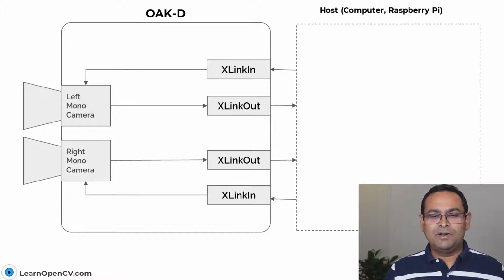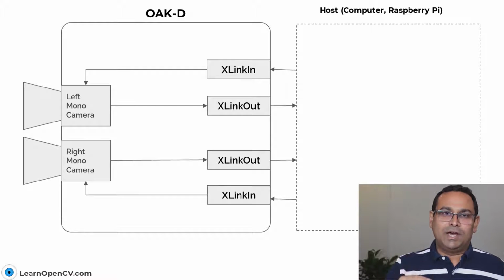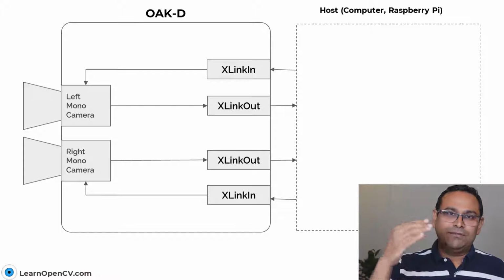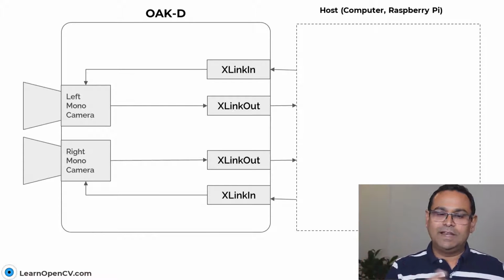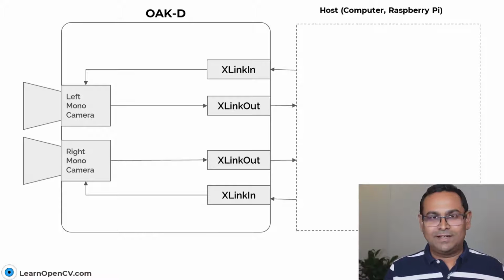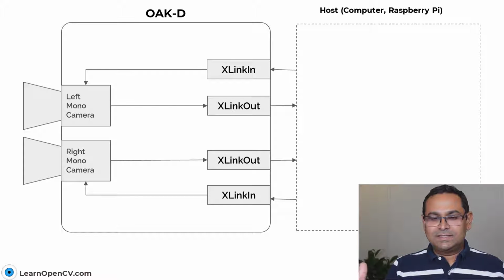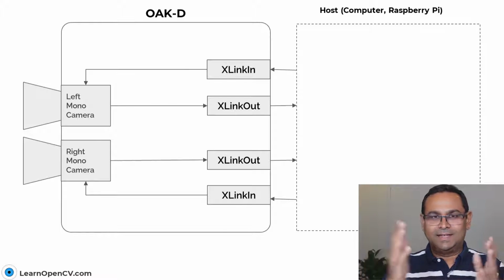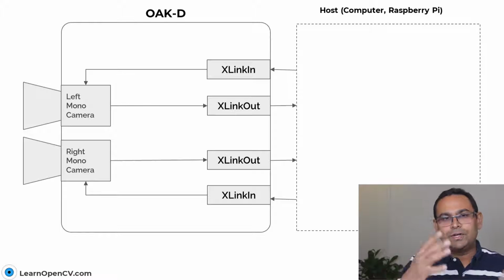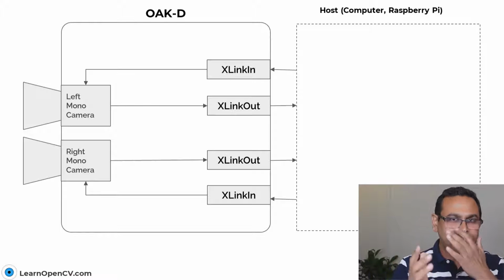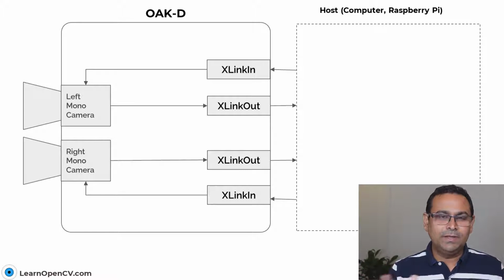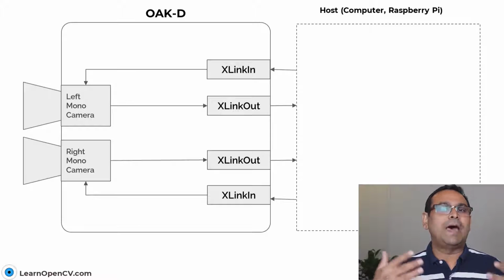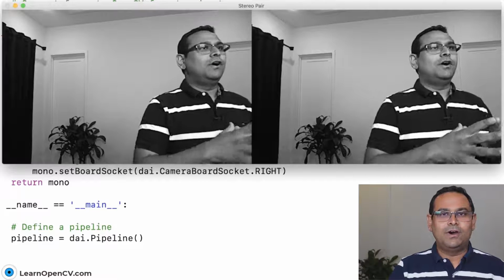We have the left camera, we have the right camera, and we also have two X-link outs, one for the left camera and one for the right camera. And this will actually give us the frames from the two cameras, and we can display the frames and see how it goes. Now let me show you the code and show you how simple it is to get this going. But before we do that, let me show you the output.